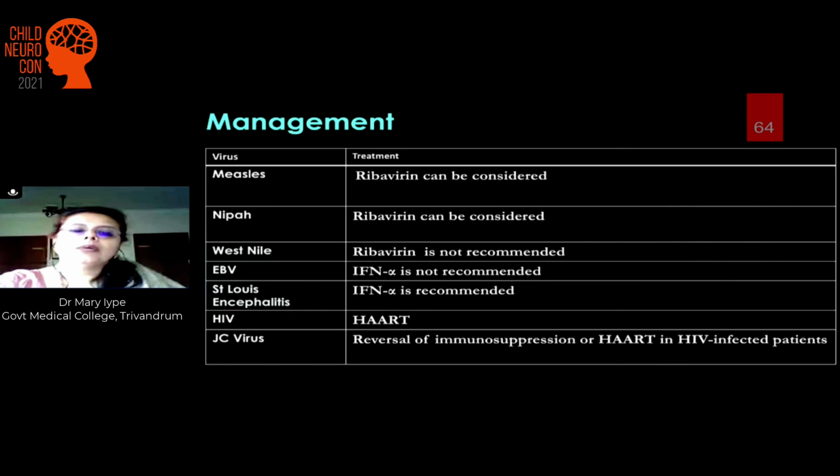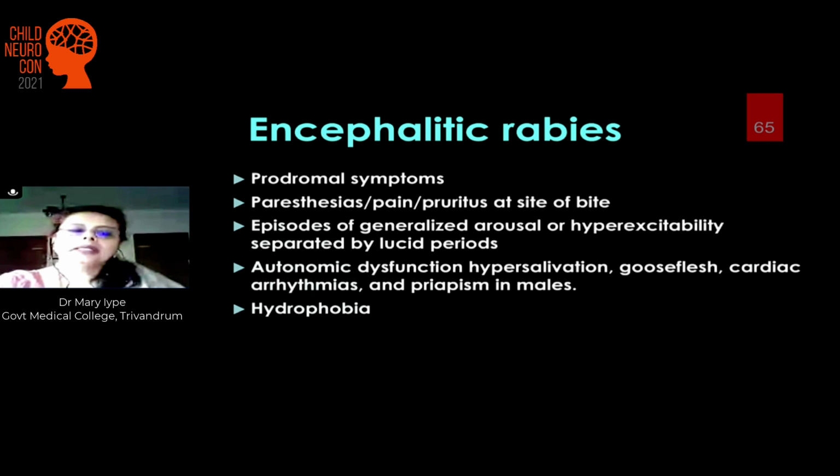Now, encephalitic rabies, there are prodromal symptoms. This is very relevant in India, and therefore I have added 2 slides. There are prodromal symptoms followed by paresthesia, pain, pruritus at the site of bite, episodes of generalized arousal or hyperexcitability, separated by lucid periods. Autonomic dysfunction clinches the diagnosis with the history of dog bite: hypersalivation, loose flesh, cardiac arrhythmias, and priapism in males. Hydrophobia again clinches the diagnosis.